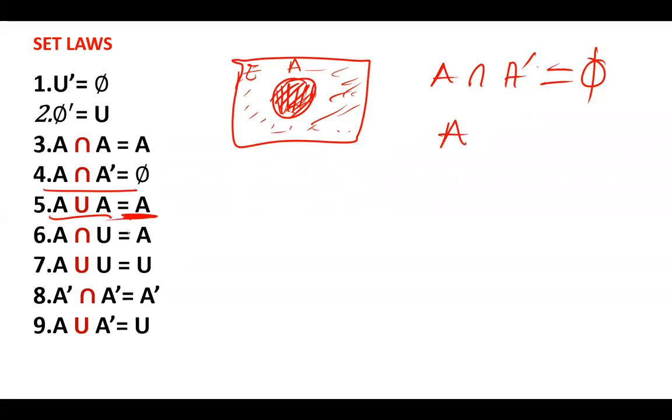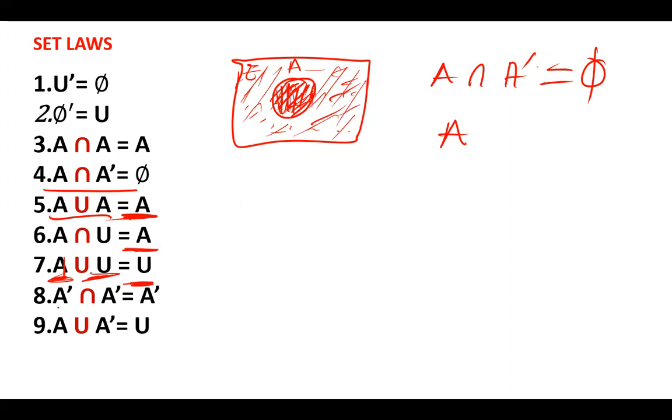Then when you say A intersection universal set, so when you find the intersection set between everything in the universal set and A, the answer will still be A. Then A union universal set: when you combine the set A with what is in the universal set, the answer will still be the universal set.